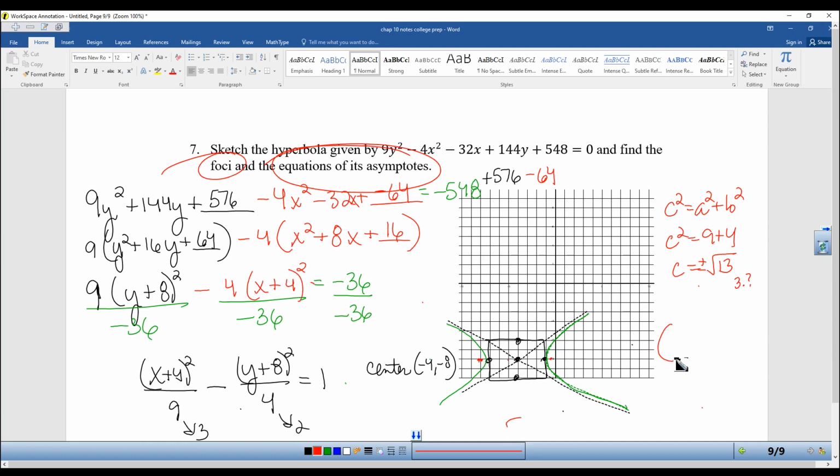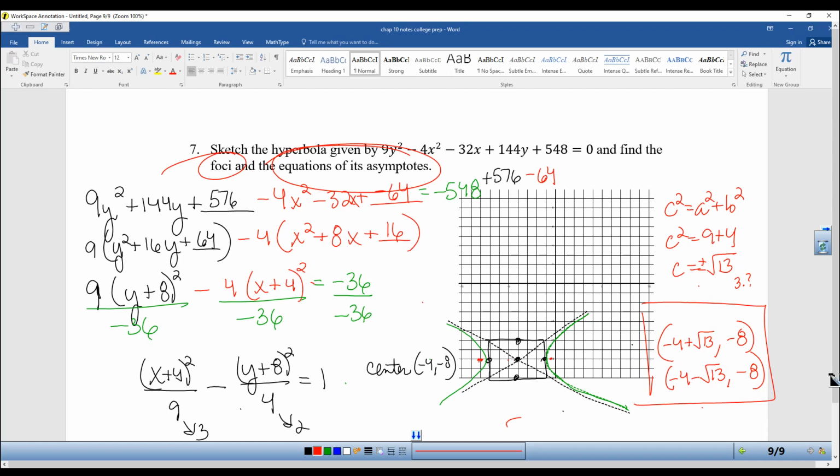So what changed? The x coordinate. So we were at negative 4, but I'm going to add the square root of 13, but I'm still at a y value of negative 8. It is important that you know which one that c goes with. And then negative 4 minus the square root of 13, and I'm still at a y value of negative 8. So those are my foci.